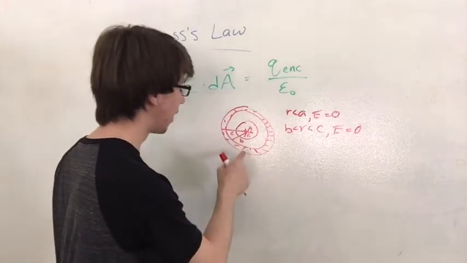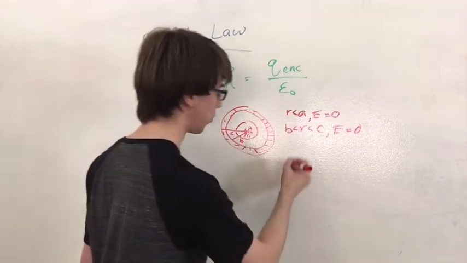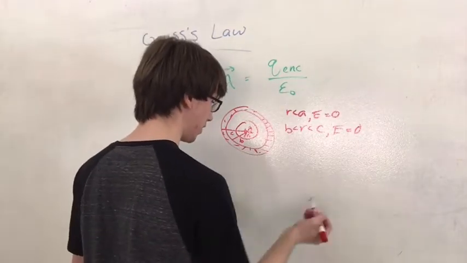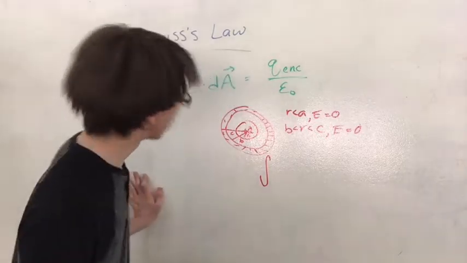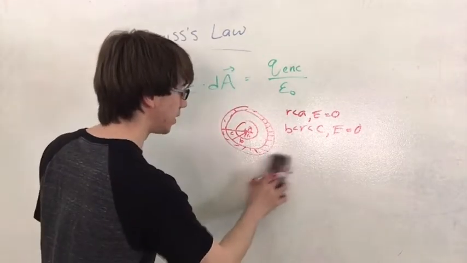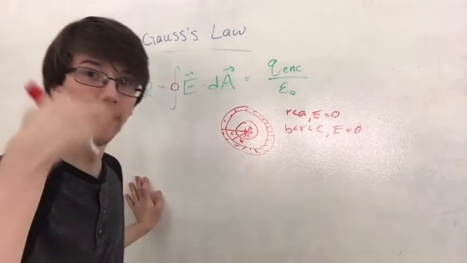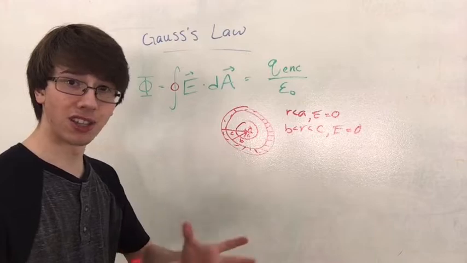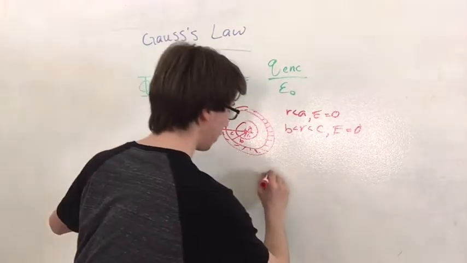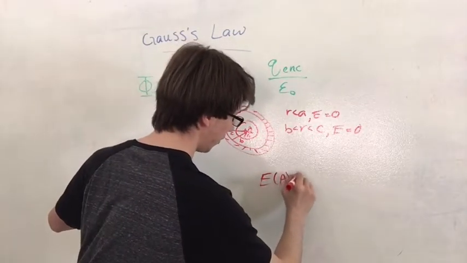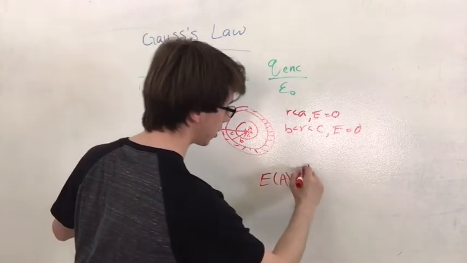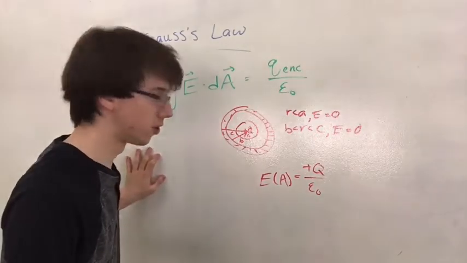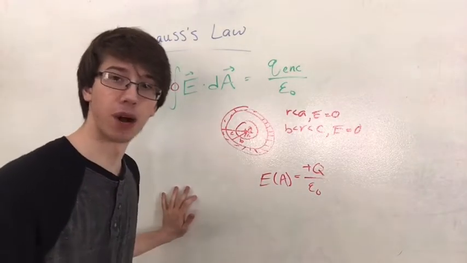Now, between A and B is a different story. How do we determine that? Well, that's relatively simple. We're going to take the integral of E dot dA. Because we're using a Gaussian surface with a constant surface area, this is going to be equal to E times A, which equals our enclosed charge plus Q divided by epsilon naught. The A represents the area of our Gaussian surface, so that's the surface area of our sphere, 4 pi r squared.